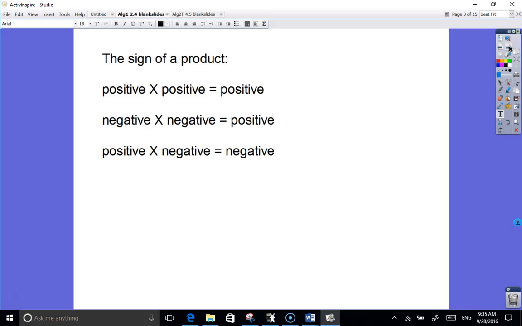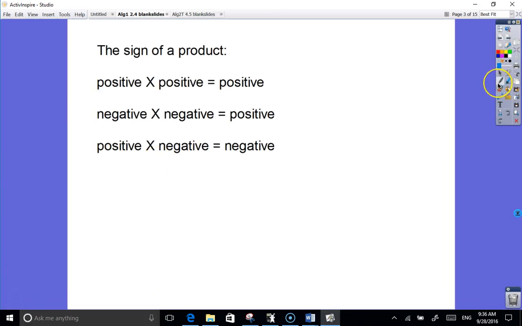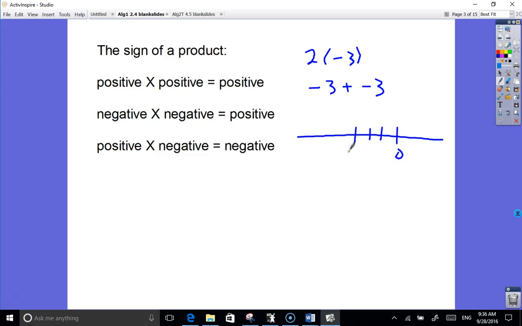How do two negatives equal a positive? Good question. So let's say I was going to do 2 times negative 3, right? What does that really mean? That means negative 3 plus negative 3, correct? So on a number line, that would be 0, 1, 2, 3. There's negative 3. So I would start at negative 3, and then which direction would I go? I would go to the left, right? So I would get to negative 6. That's 2 times negative 3.